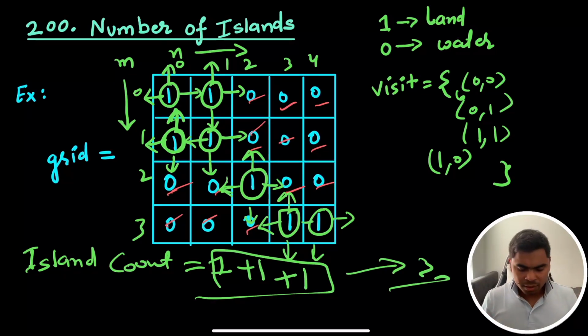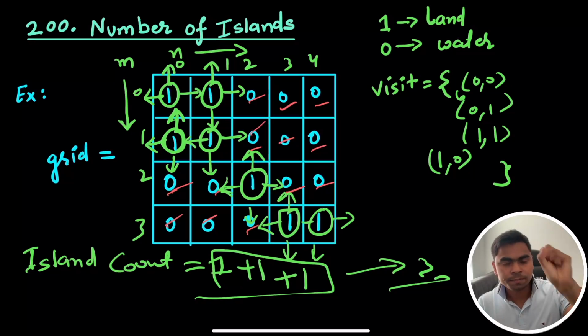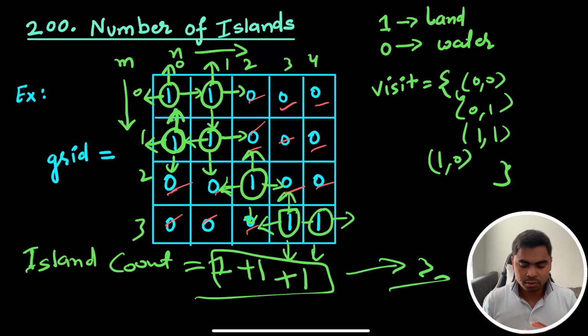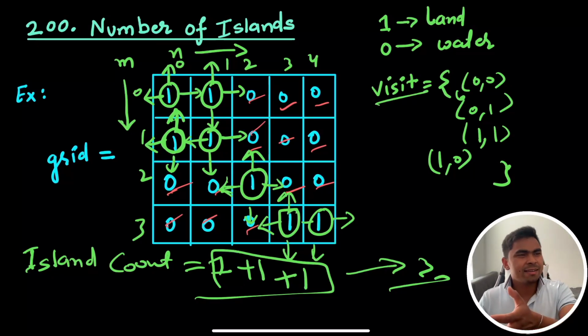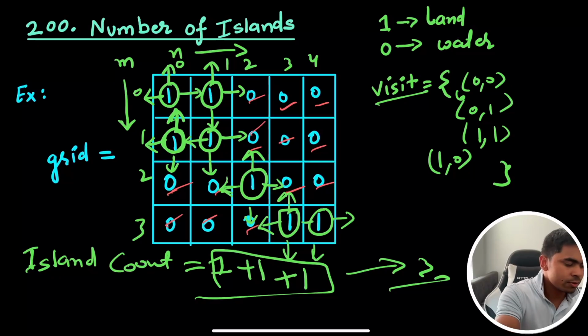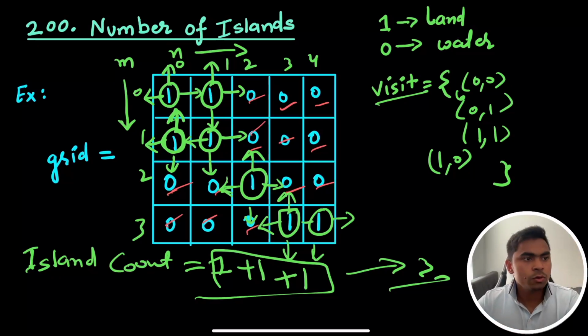Super simple problem. We're just going to use 2 for loops to iterate our grid, come across a land, then cover all its surrounding land. Sorry, I forgot to update the visit set, but let's write down the actual solution right away. It's going to be super simple.